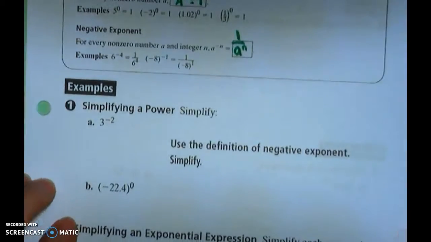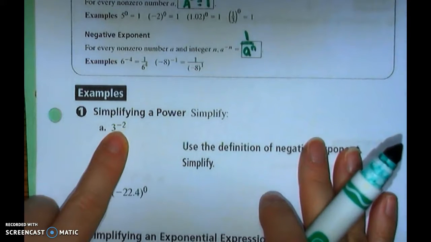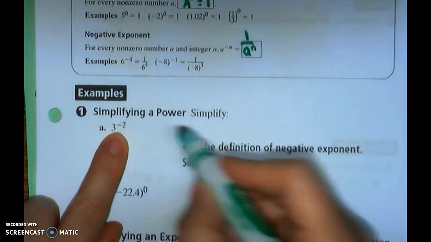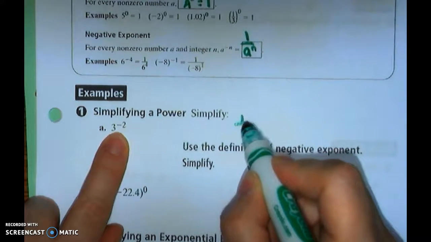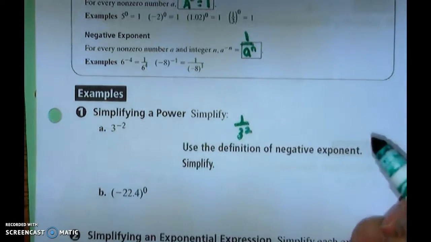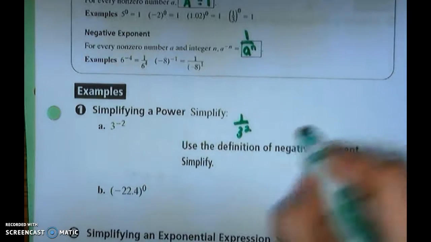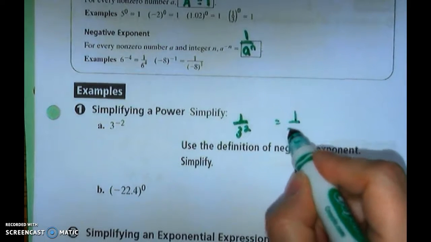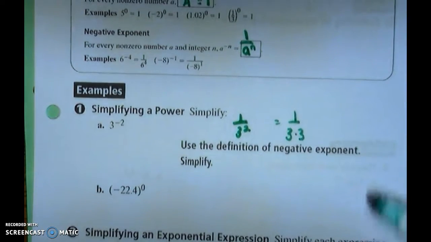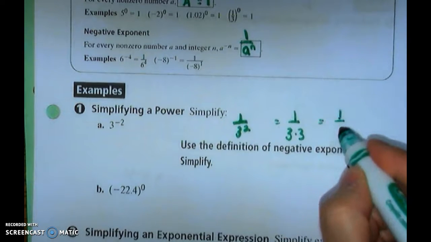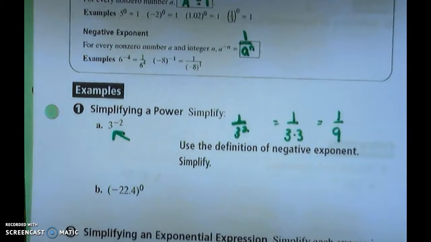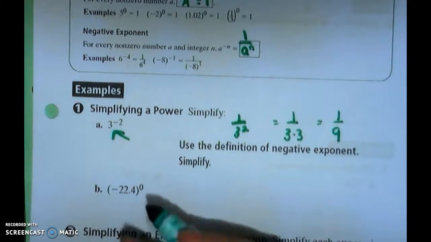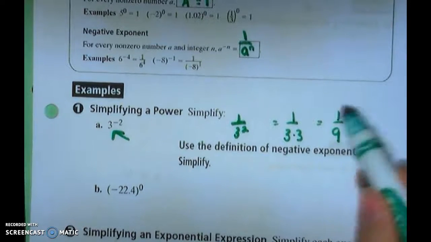We now have 3 to the negative 2. We're going to make that the reciprocal, 1 over 3 squared. Well, what does 3 squared mean? 3 times 3. What is 3 times 3? 1/9. If you were to punch this directly into your calculator as it is, you will see that you get the decimal version, 0.1 repeating, which is the fractional form of 1/9.